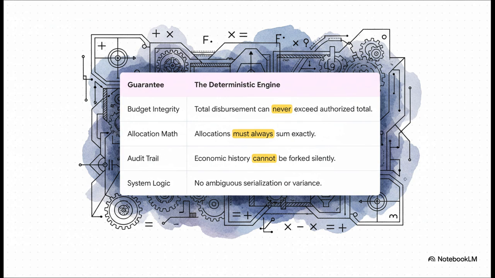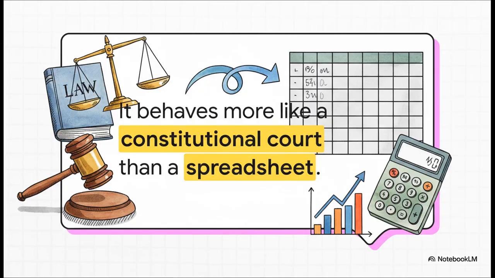Total spending can never go over what's authorized. The allocations must always add up perfectly, and the financial history cannot be silently changed, period. It's a system that's literally built on a foundation of certainty. There's a quote from the source material that just perfectly nails the whole idea of this engine. It says it behaves more like a constitutional court than a spreadsheet. And that's it, right there. It's not just a calculator crunching numbers, it's a decider. It's impartially enforcing the rules it was given without any wiggle room.